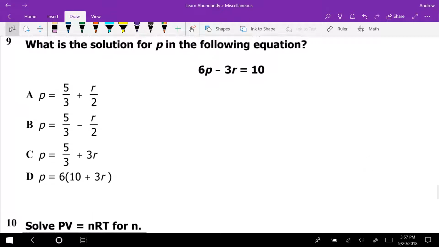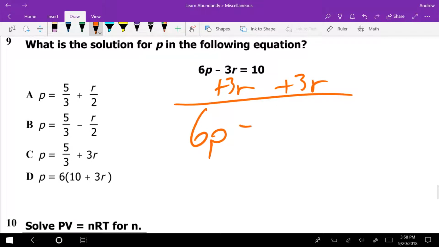Number 9, we're trying to solve for P. Right now, P is not by itself because it's got this minus 3R and it's also multiplied by 6. I'm not going to divide by 6 first because it would make things very, very ugly. I'd have decimals and fractions, and it'd be easy to just add 3R to both sides. That I can do without making a big mess. If I do that, I have 6P equals 10 plus 3R.